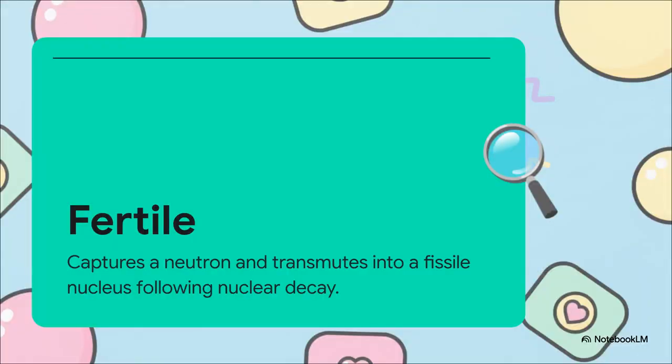And finally, we have our third term, which is the entire focus of today's mystery: fertile. Fertile materials, like uranium-238 and thorium-232, are absolutely brilliant. When a slow neutron hits them, they don't break apart at all. Instead, they capture the neutron, absorb it entirely, and through a sequence of radioactive decay, they literally transmute into a brand new fissile fuel. It's kind of like turning lead into gold, except this is real, documented physics.